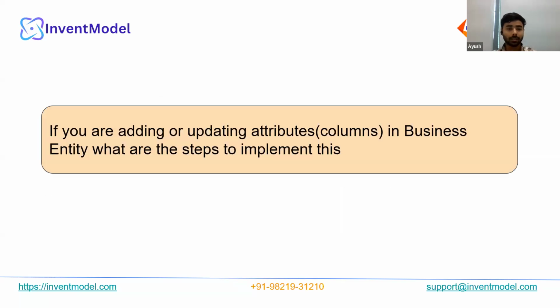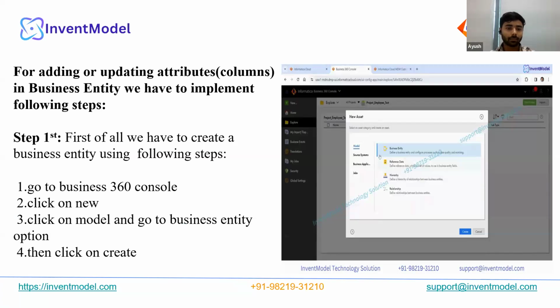Now, the next point is what are the steps to add or update columns in a business entity. First of all, we have to create a business entity using the Business 360 console. For creating a business entity, like any new customer entity, we have to click on new, then click on the model section, and then on the right we have different options. We have to select the business entity option. Then we can create the business entity and browse the location of that entity within our project that we covered in, I think, the fifth video.